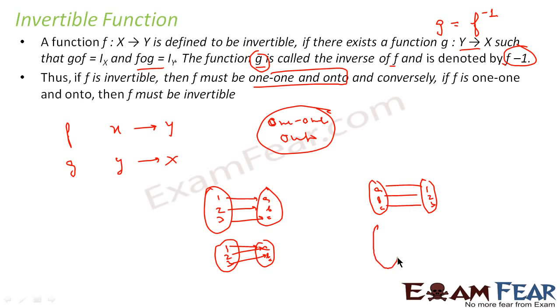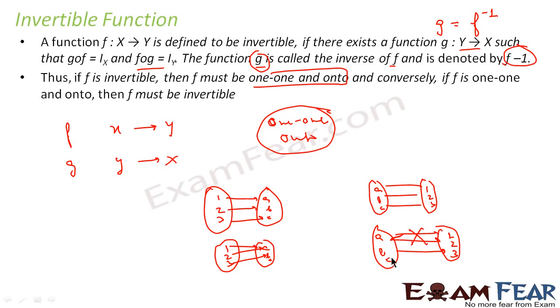In this case, if you invert this function, it becomes a, b, c here, and b points to both 1 and 2, and c points to 3. If you see this function, one input is giving two outputs. That is not possible, so it is not a function altogether. So if it is not one-one, the inverse won't exist.